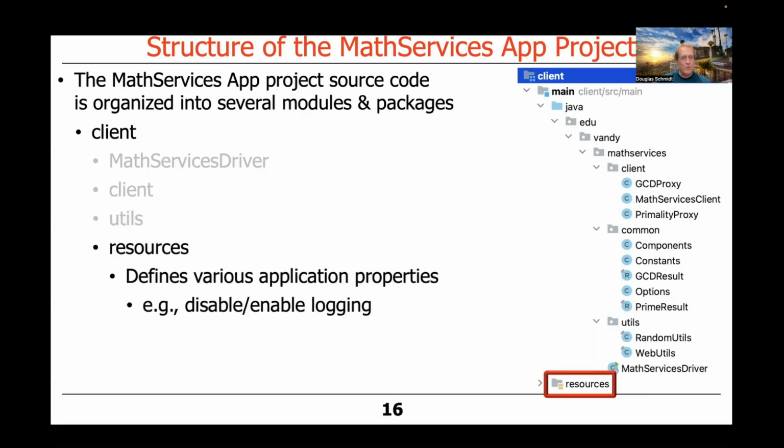And then finally, there's also a resources package, which defines some application properties, basically to disable logging when you don't want to have your screen overrun with lots of logging messages. So you can turn those on and off easily. And once again, we put that in the resources portion so we can change it without having to modify the code or recompile the code.